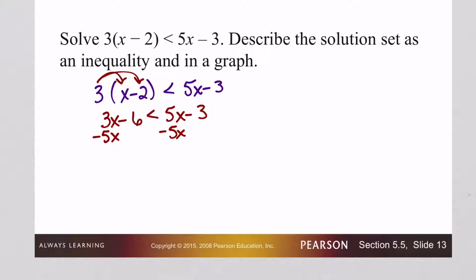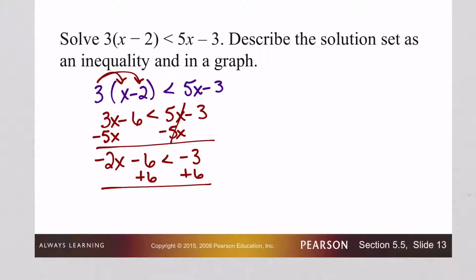So I'm going to subtract 5x from both sides. What's 3x minus 5x? It's negative 2x. I would add 6 to both sides. So I get negative 2x is less than 3. Now I have to divide both sides by negative 2. I just divided by a negative number. So I've got x is now greater than negative 3 halves.